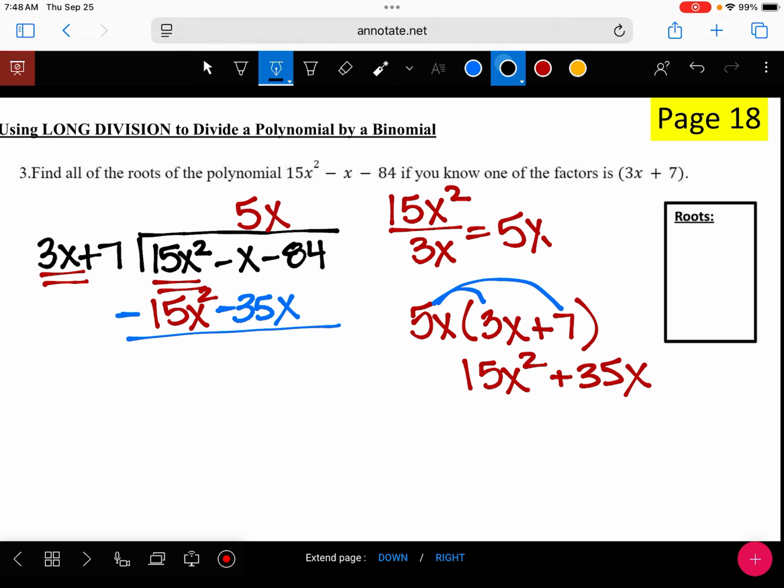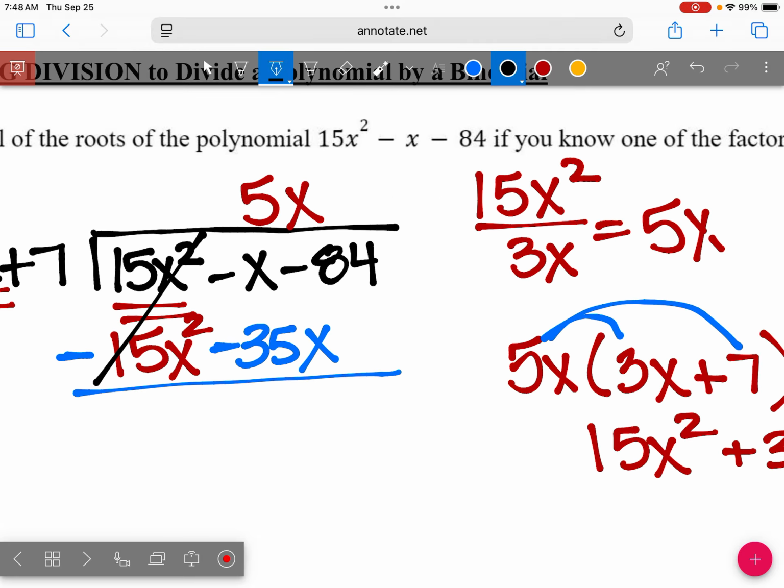So now this is going to cancel out. Both of these are negative. So when you add these together, you're adding -1 plus -35. So -1 plus -35 would be -36. Bring down that last term. Repeat it one more time.